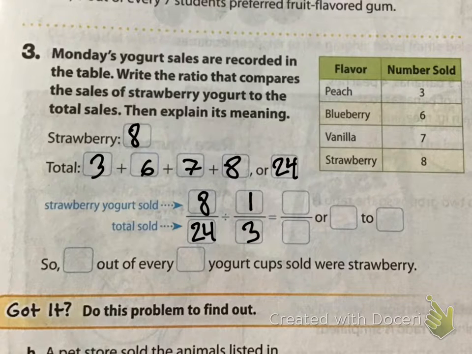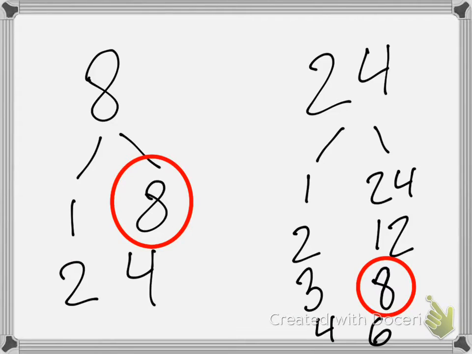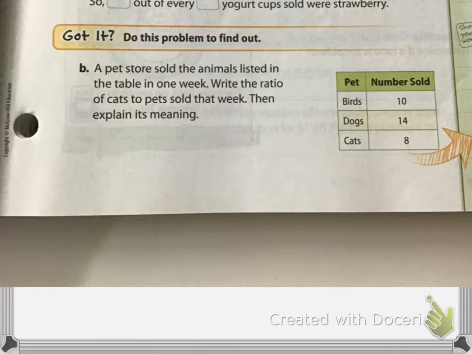Excellent. So, oops, I did that in the wrong section. Yep. So we get 1 to 3. So, 1 out of every 3 yogurt cups sold were strawberry. Excellent. I want you guys to try this individually.